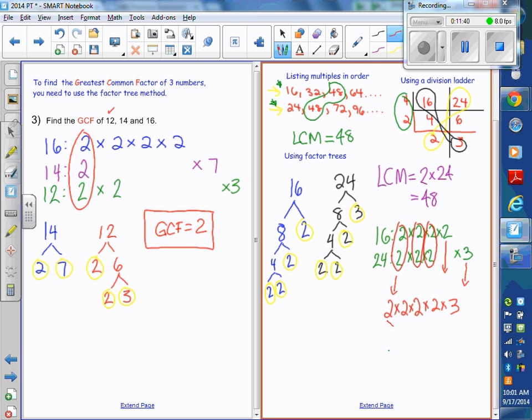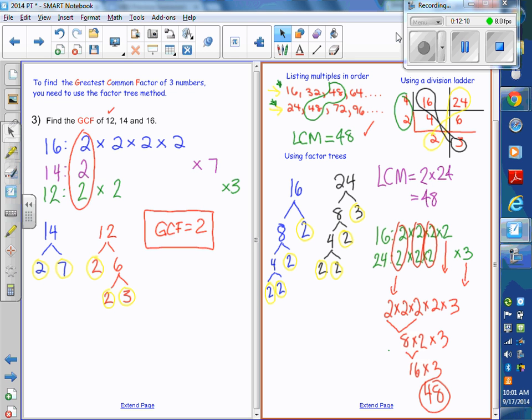So 2 times 2 times 2 is 8. Times 2 more is 16. Times 3 is 48. So if we use factor trees, we get the same answer for the least common multiple. Again, it's a little more work. Some people actually prefer it. But with 3 numbers, it works nicely.